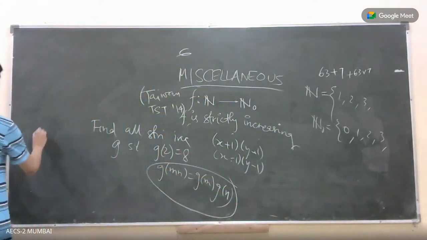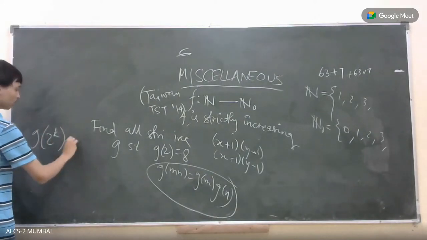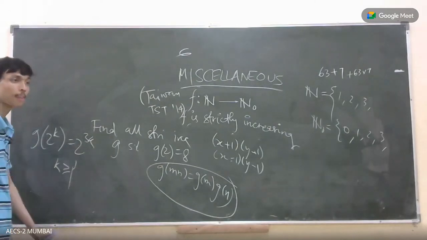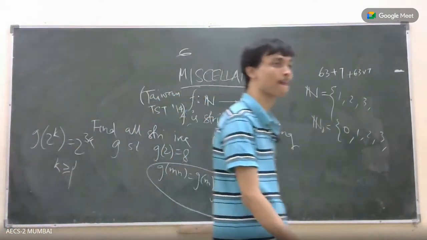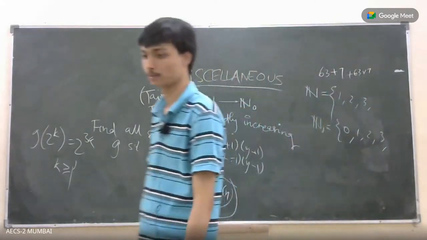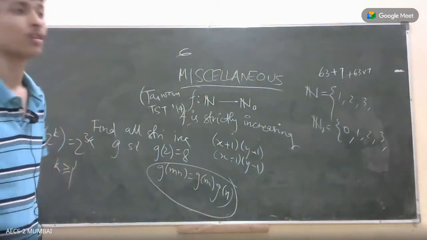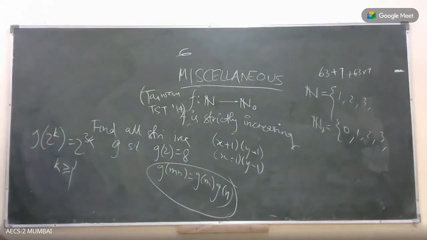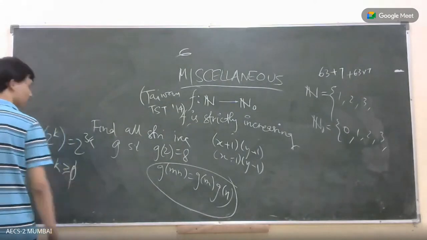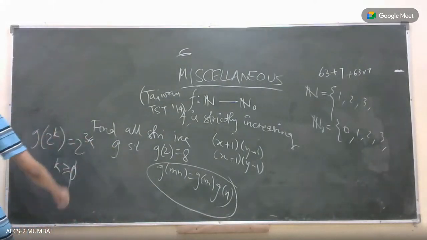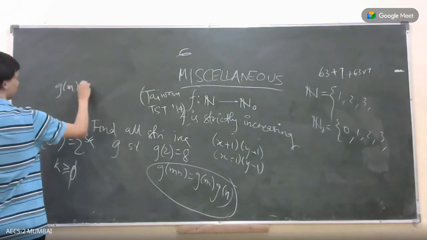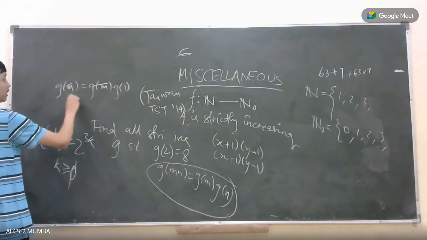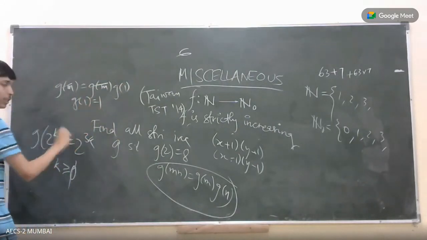So can you prove using induction that g of 2 to the power k is 2 to the power 3k for k greater than or equal to 1? It is very easy to prove, right? First of all, g1 is easy to calculate now, because g(n) equals g(n) into g(1). So g1 becomes 1.